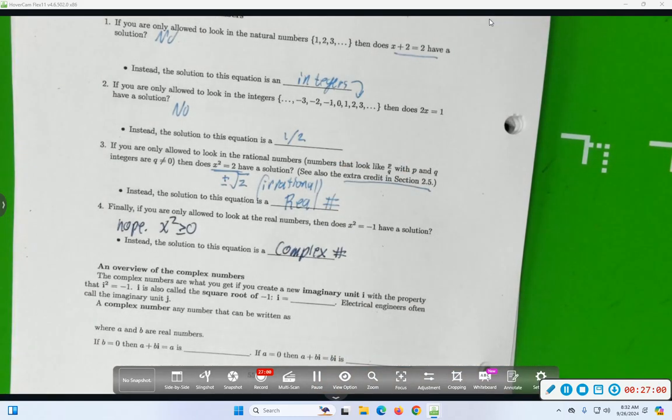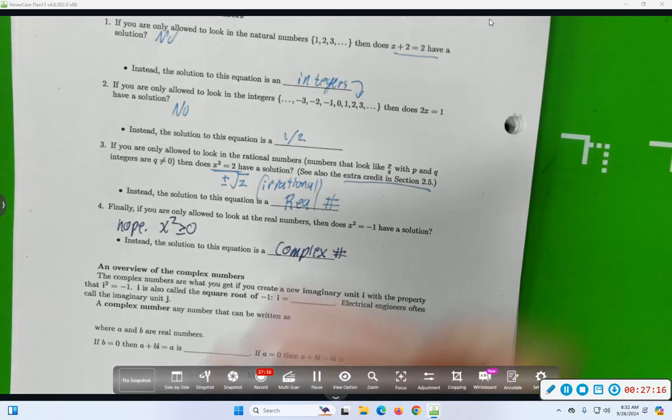So instead, what is that number? The solution to this is a complex number. It's a number that I have to make up, and then we'll study its properties. So, complex numbers. Let's write down a definition.